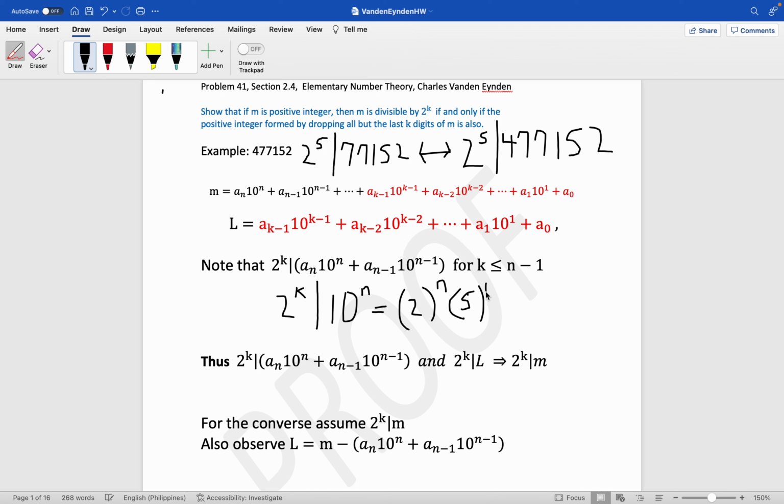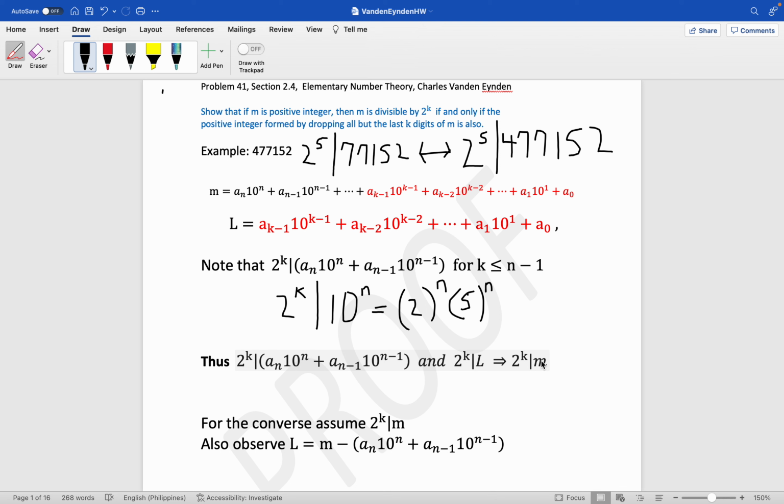So by supposition, we're going to assume that L is divisible by 2 to the k, all right? And then we've shown that the first part is also divisible by 2 to the k. So 2 to the k divides this, we just showed this by supposition. So this 2 to the k does divide m.